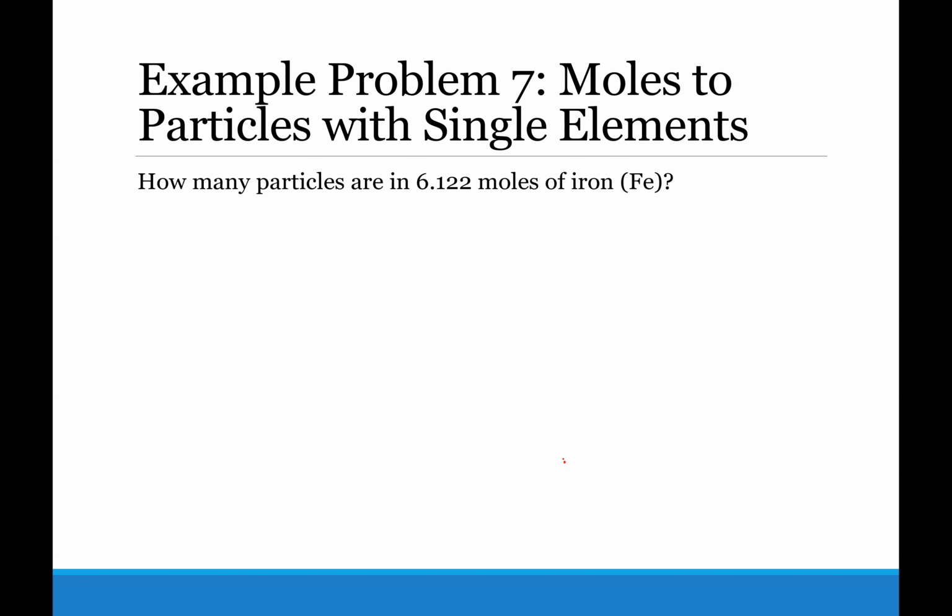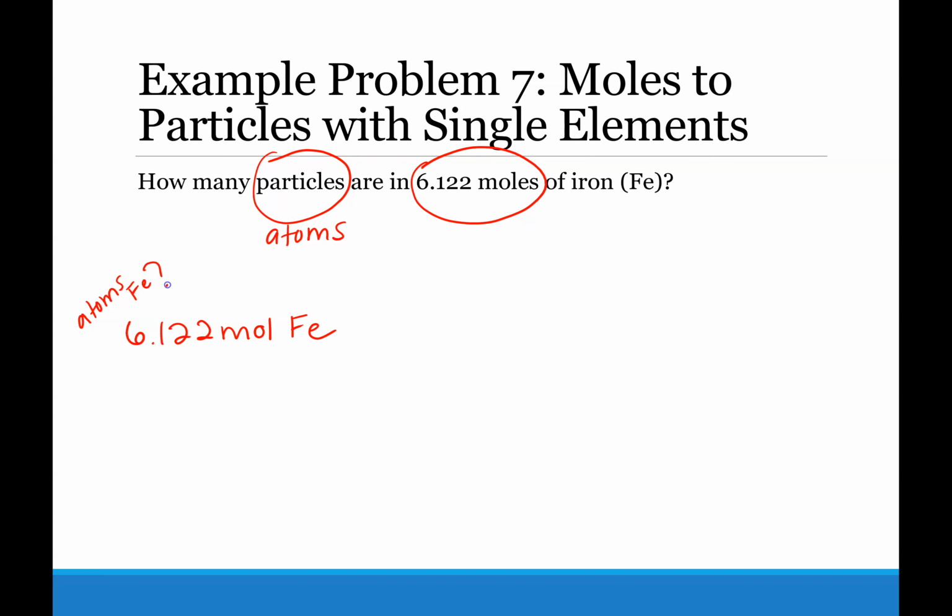Example problem 7 reads, how many particles are in 6.122 moles of iron, or Fe? So we're given 6.122 moles of iron, Fe. We're being asked for particles, or atoms, because anything on the periodic table of elements, just as a single element, is an atom. So we can substitute the word atoms of Fe for the word particles, because atoms is a lot shorter to write than the word particles over and over again.